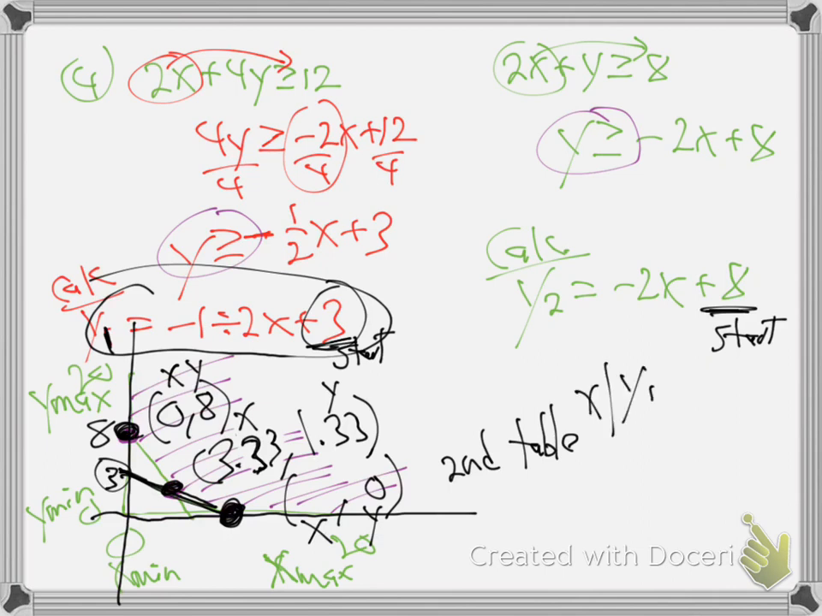So go to my second table and look at y1. They'll have x and y1. And go down until you find a 0 for y1. And I see 6 next to it. Do you get that? And so I found it. So 6, 0.